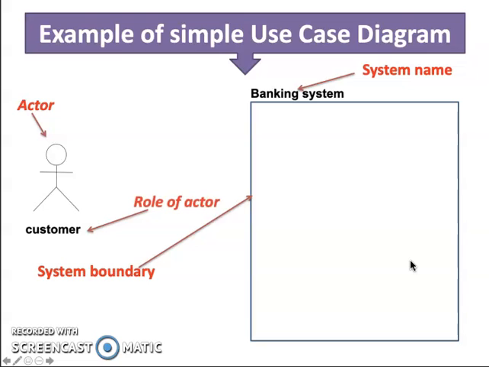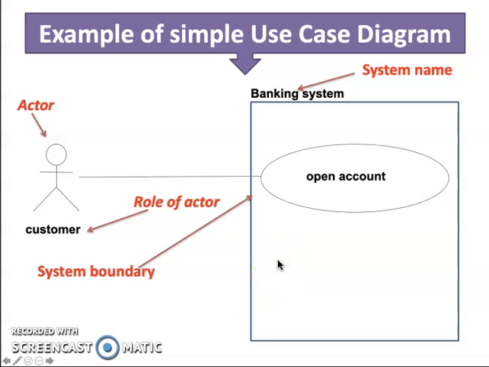Of course, we need to have an actor, and the actor can be a person with a specific role. In this case, we have a customer. The actor can also be another system or an organization or an external device. So the use case represents some kind of action. This is the functional requirement that the system needs to do. So open account is one of the functional requirements that the banking system needs to perform. And through the use of this association line, we can see the customer engages with the system and is able to open an account.